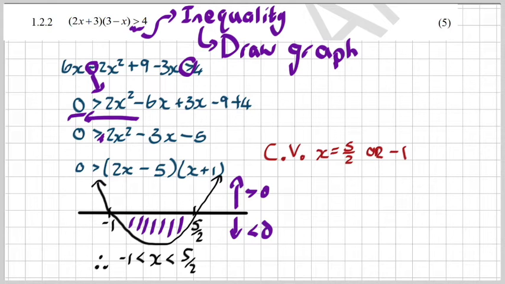You can also write it like this. X lies between negative 1 and 5 over 2. It doesn't equal negative 1 and it doesn't equal 5 over 2. Also, there are no equals. There's no place where this graph is undefined or non-real or anything. It's a normal expression, so I've got no places that I need to exclude. Let's look at the next question.